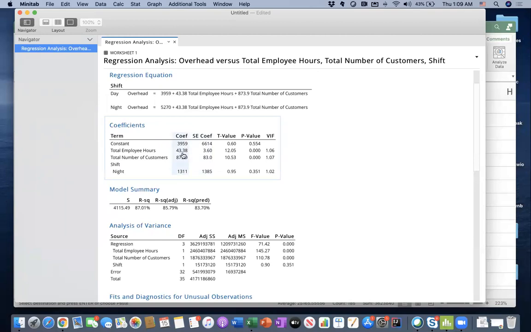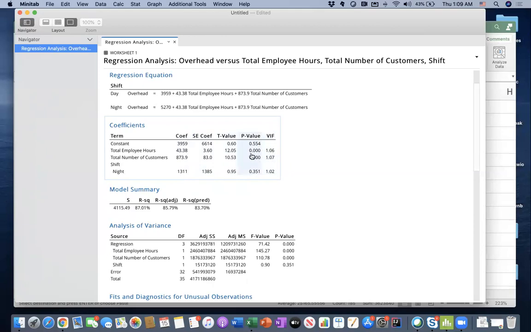And it writes the same equation with the other two variables. As you can see, 43.38 is the coefficient for the total employee hours, and you can see it in the equation, and 873.9 is the coefficient of the total number of customers. You don't need to worry about SE coefficient and the t-statistic value here, but what we need to know is the meaning of the p-value and VIF.